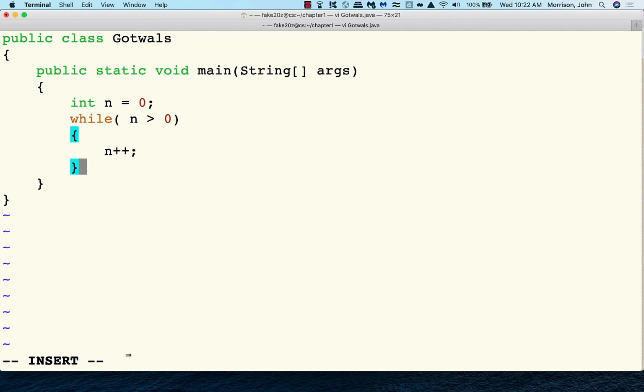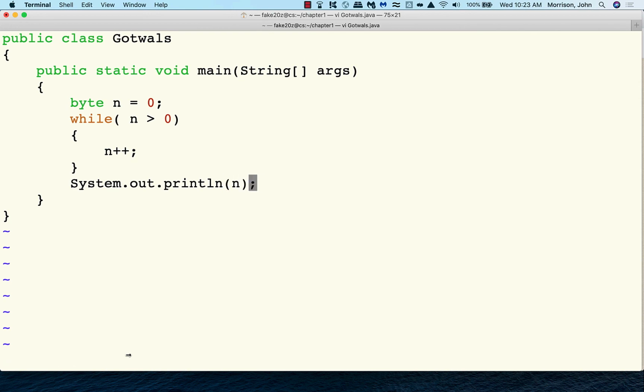Okay, so I've made this program, and you look at this program, and you might just say, oops, I meant to say byte here. Although, this will work for an integer, too. But let's do it for a byte. Byte is one of Java's primitive types, and it is a 1-byte integer stored in this format we've created here, which is known as 2's complement. So when we run this program, let's go ahead and print out n at the end. System.out. Okay, so I'm going to go ahead and print that out. Now let's run it.